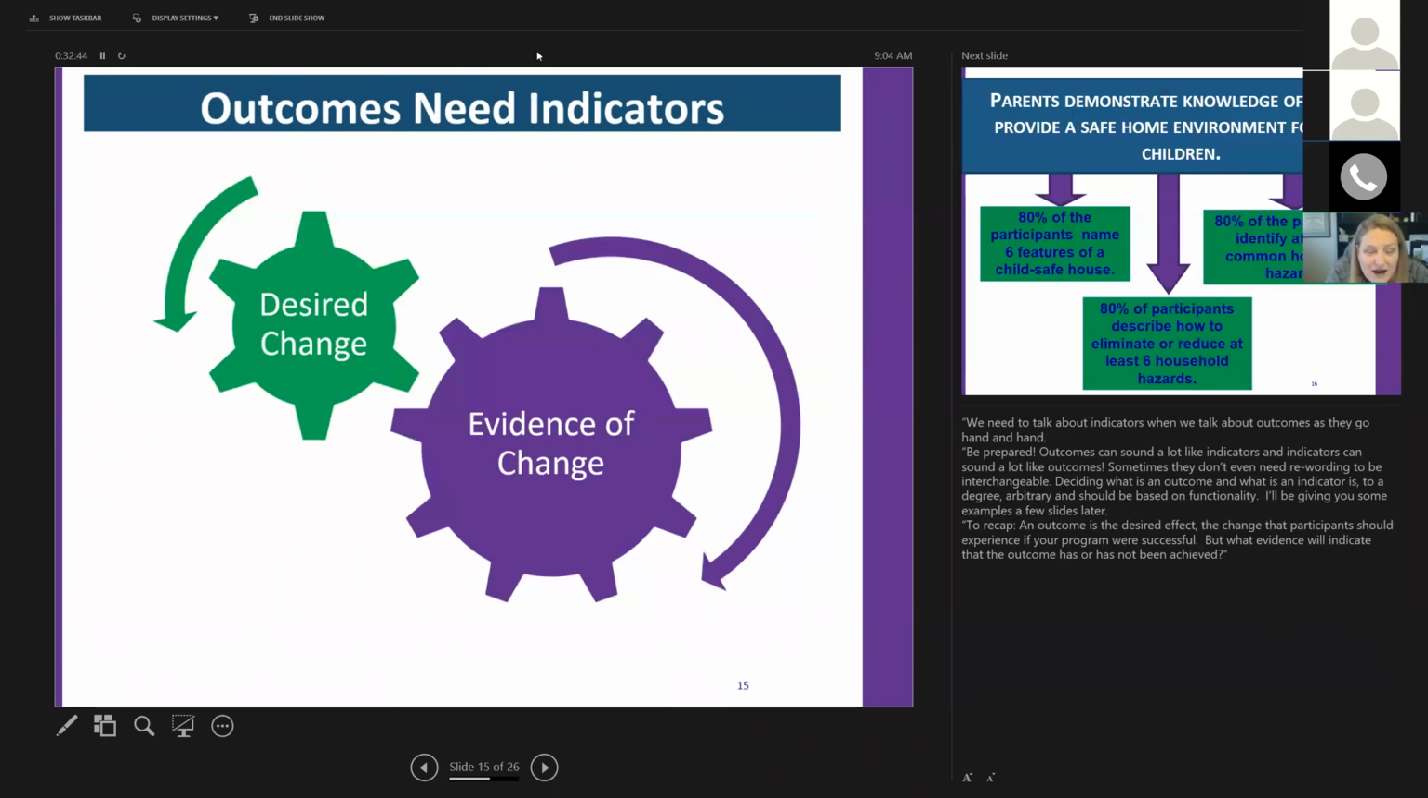So let's talk about indicators. If outcomes are desired change, which is what we talked about, right, then an indicator is that evidence of change. Indicators are those pieces that tell us that the outcome has come up and really looks like we need it to, and what that needs to be.